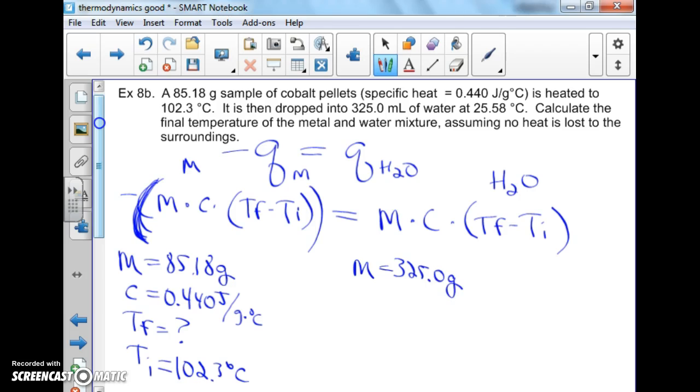So then we can say 325.0 grams. Now, where does the C for water come from? Your blue cards. Your C for water is on your blue cards. I bet you're going to memorize it for the end of this unit because you're going to use it so much. 4.18 joules over grams degrees Celsius. Then we have TF, which we don't know because that's what we're solving for. And then TI for the water. How does the water start? 25.58 degrees Celsius. All right, let me pause there. Any questions on that?